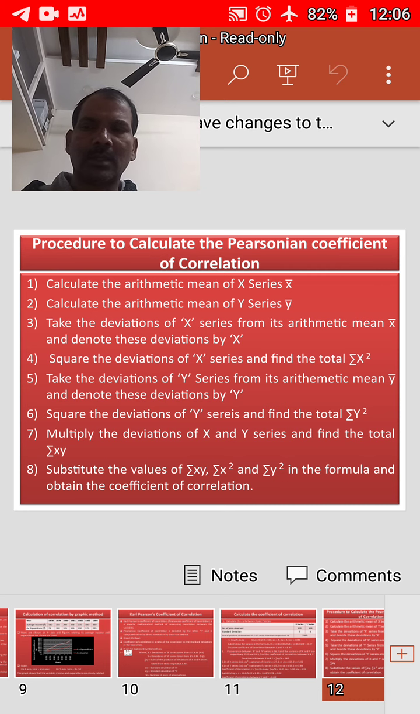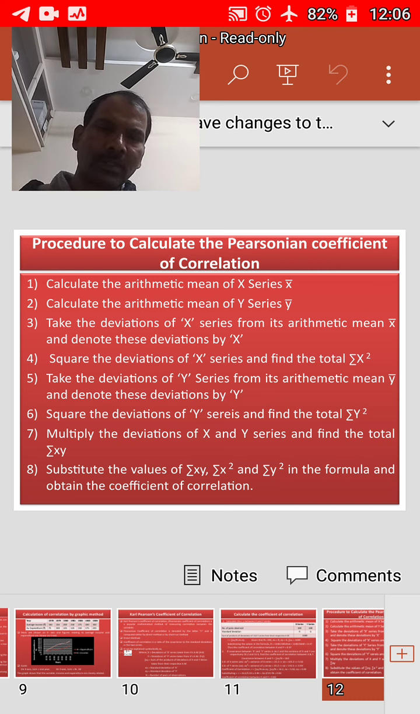And third, take the deviations of x series from its arithmetic mean, that is x bar, and denote these deviations by small x. Square the deviations of x series and find the total, sigma x square. Take the deviations of y series from its arithmetic mean, that is y bar, and denote these deviations by y. Square the deviations of y series and find out the total, that is sigma y square.